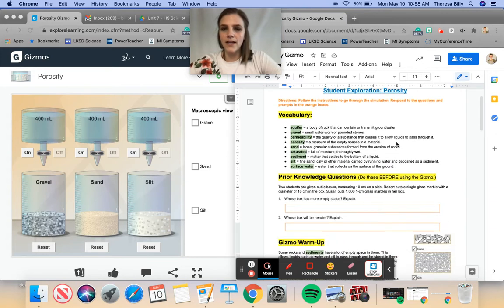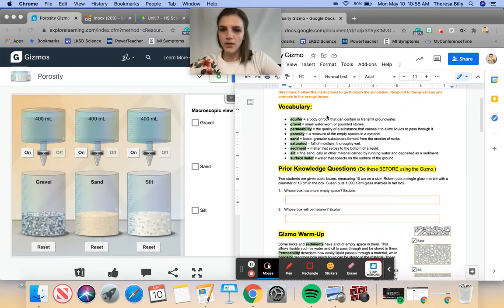Before we get started on the actual Gizmo, let's go over some vocabulary words that are here on the Google Doc. The first one is, you say aquifer. Aquifer. It's a body of rock that can contain or transmit groundwater. Gravel is small, water-worn, or pounded down stones. You think of like a gravel driveway or gravel on playgrounds.